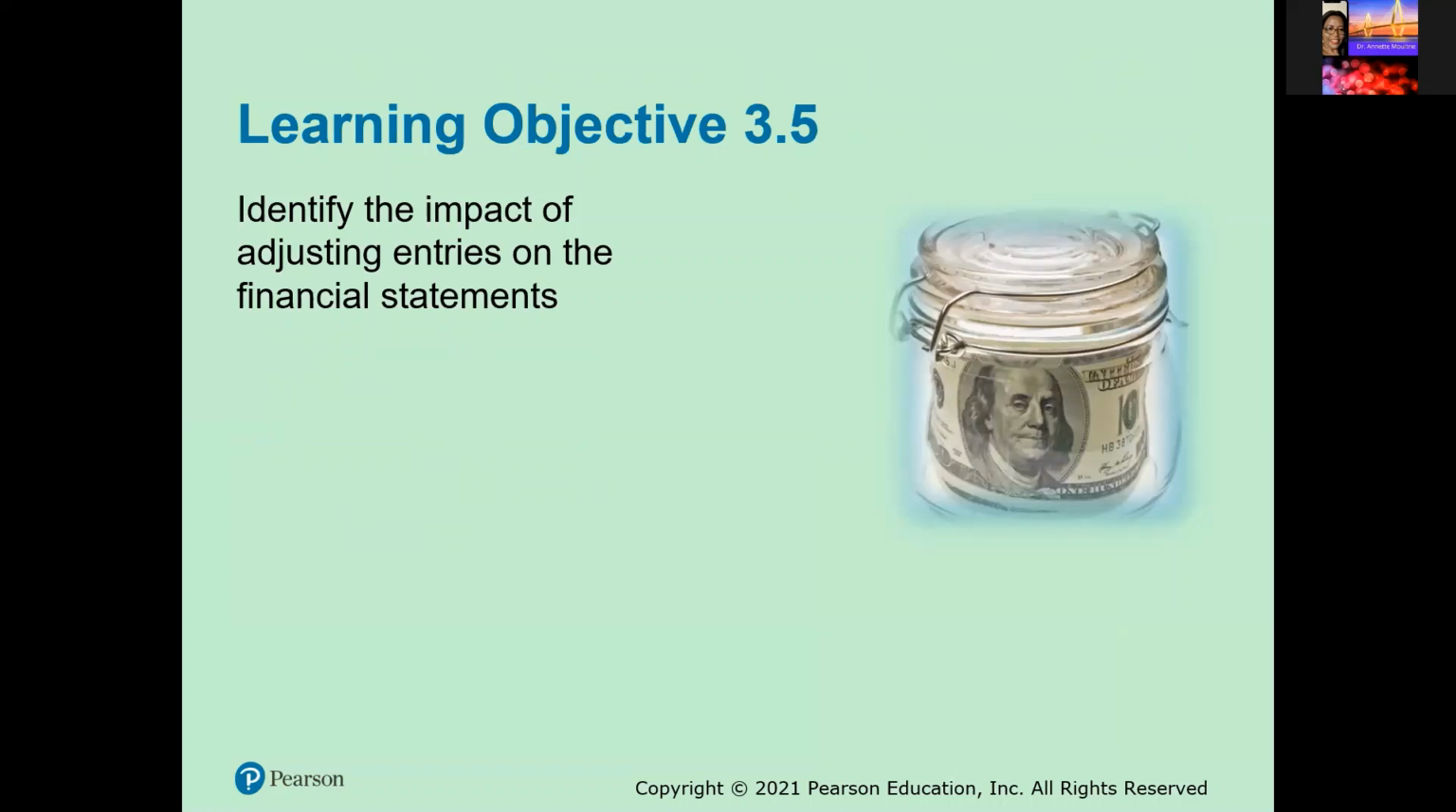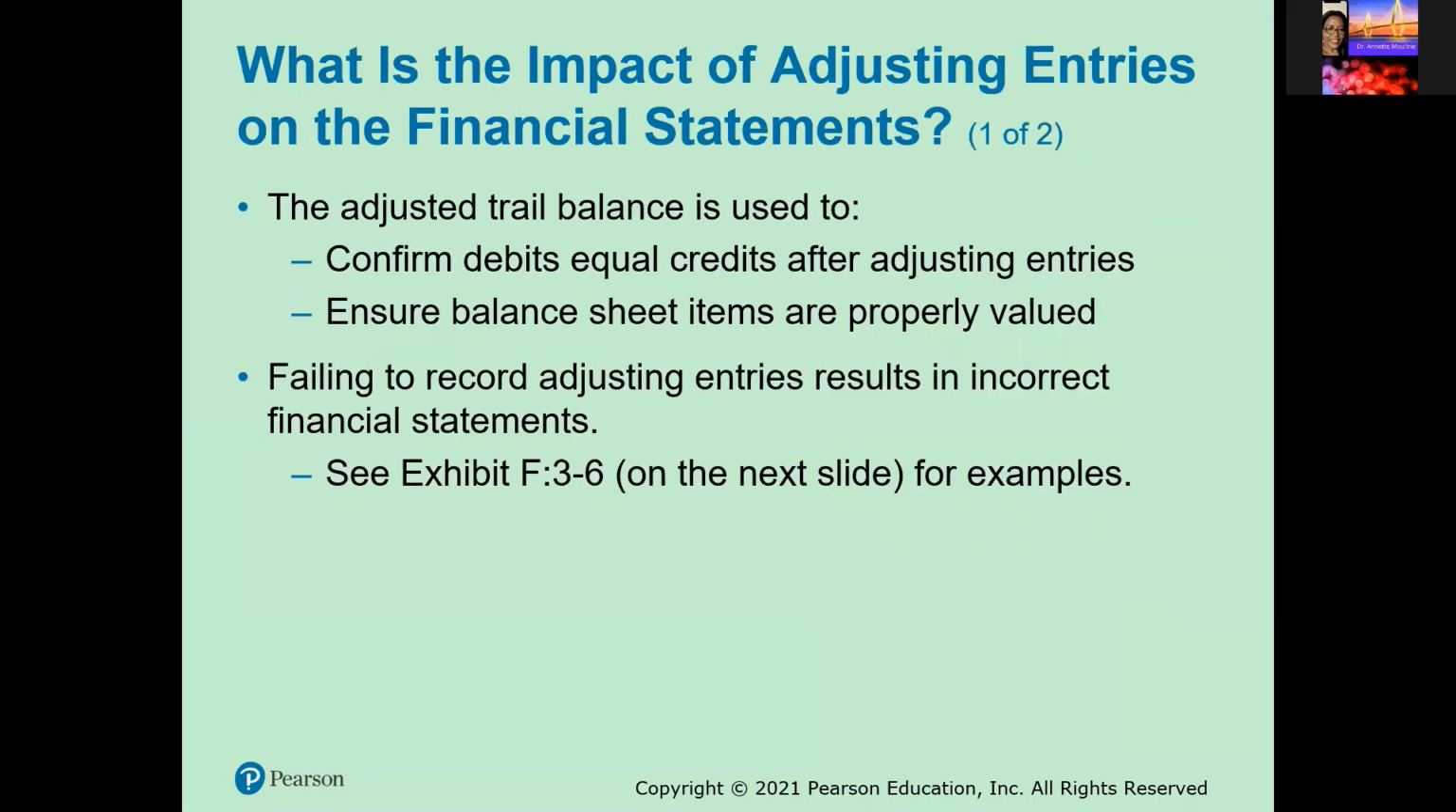Okay, this is the last objective. Objective 3.5, identify the impact of adjusting entries on financial statements. Failure to record the adjusting entries results in inaccurate financial statements. For example, if the adjustment for a deferred expense is not made, the asset account will be overstated and the expense account will be understated. Now, this type of error results in an overstatement of net income because the expenses are too low.